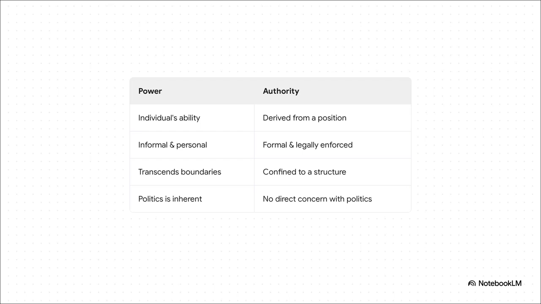So let's really nail down the difference here. Power can be totally informal, right? Think of a super charismatic person who can get a whole crowd to do something even though they have no official position. That's power. Authority, on the other hand, is formal. It comes with the job. A police officer has authority because of the uniform and the badge, not because of their sparkling personality. So here's the bottom line. Power is the ability to force someone. Authority is the accepted right to tell them what to do.